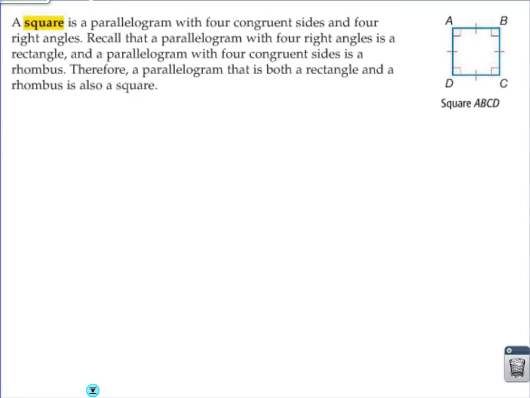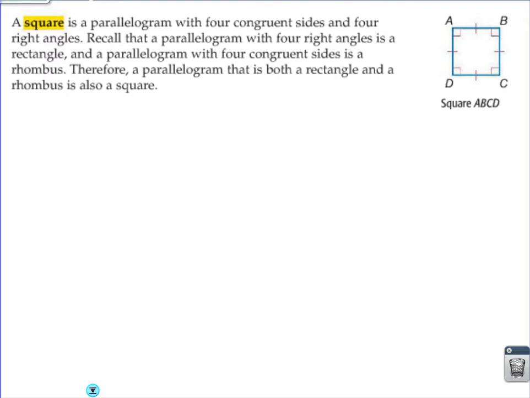Squares. Next to the last quadrilateral we're doing. A square is a parallelogram with 4 congruent sides and 4 right angles. We already knew that. A square is a child of a rhombus and a rectangle. It has all the different characteristics of a rhombus. It has all the different characteristics of a rectangle.